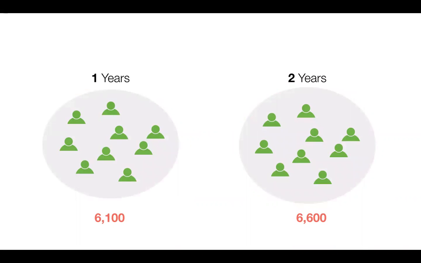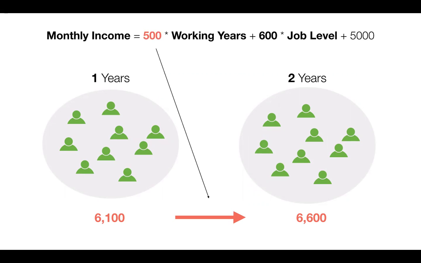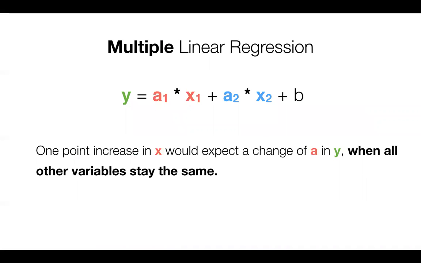And this $500 increase is coming from the coefficient of the working years variable. So go back to the original picture: we have 1 year and 2 years, then 6,100 and 6,600, and that increase is the coefficient. And then to interpret it: for a 1 point increase in x, we would expect a change of a in y when all other variables stay the same.